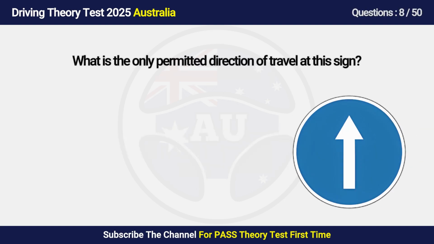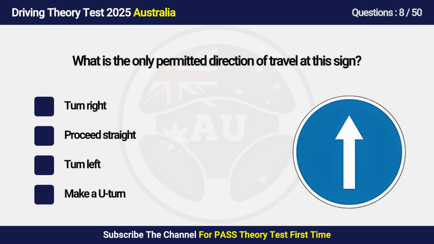Question 8. What is the only permitted direction of travel at this sign? A. Turn right. B. Proceed straight. C. Turn left. D. Make a U-turn.